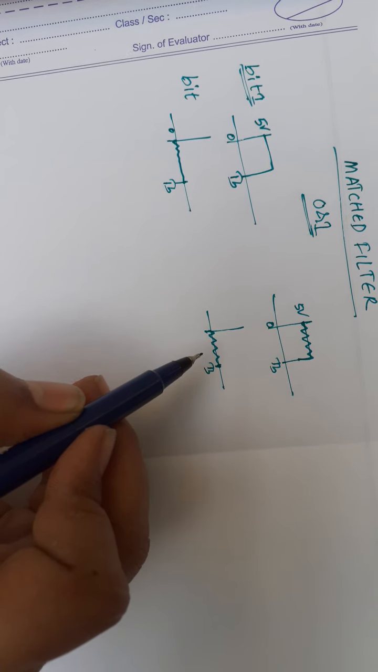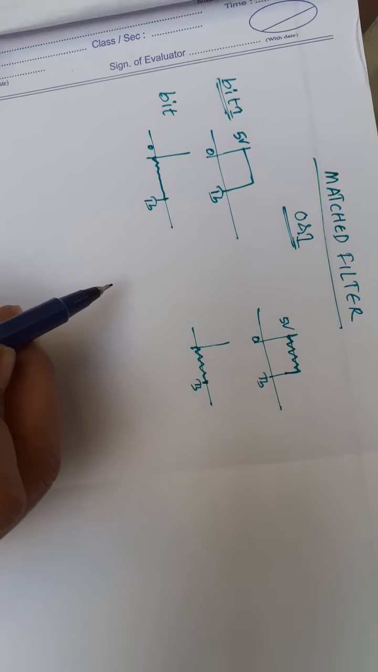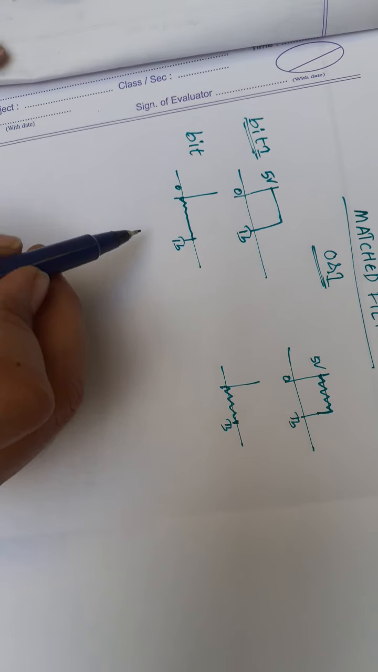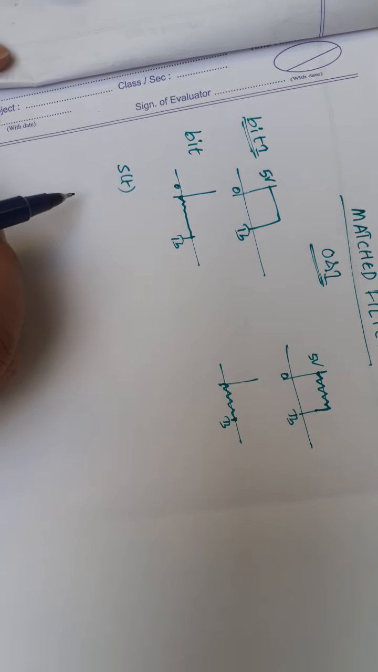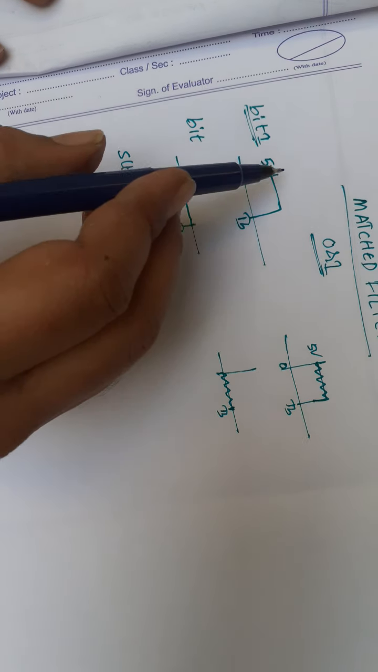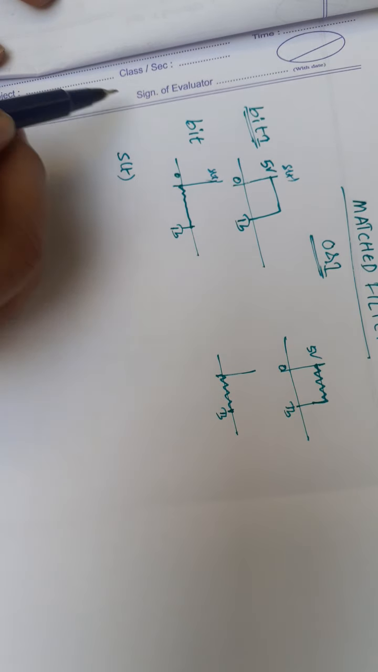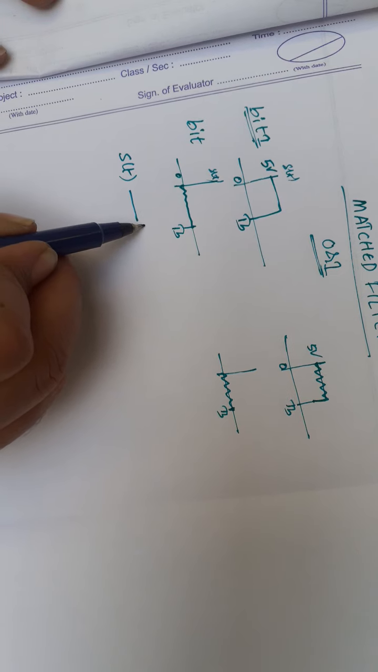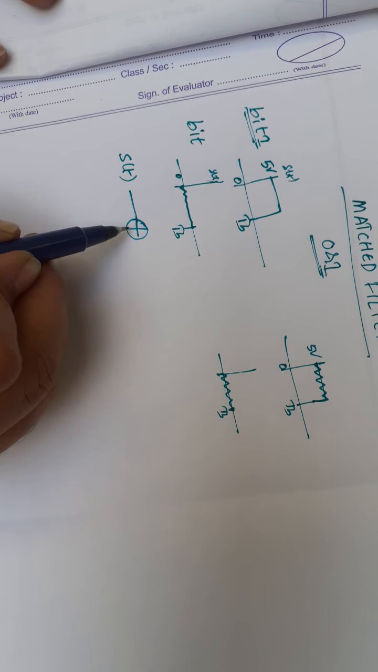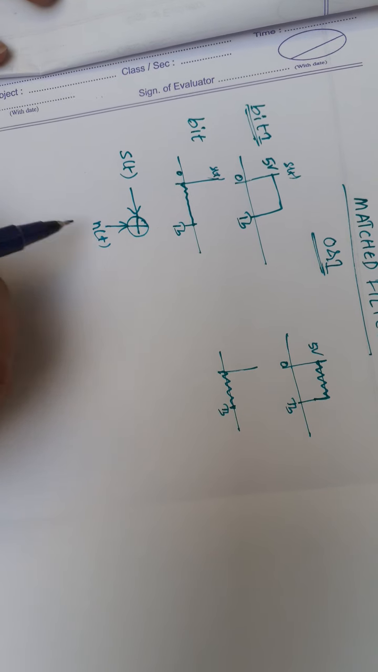Now see here, I want to find the error, the bit error. So in this case, let us take my input signal as S of t. This is the S of t signal, and this signal is affected by some noise N of t.